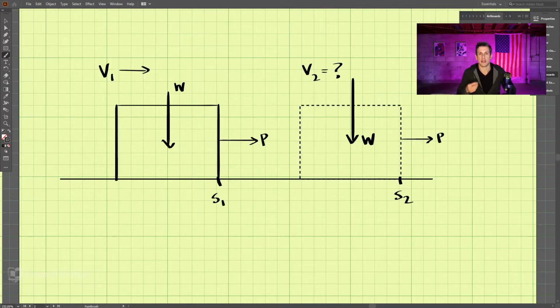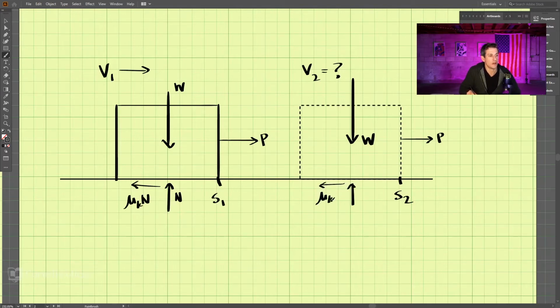This is a very quick example of how to use conservation of energy. We have a block being moved here by a force P, and it's moving from position S1 to S2. It has an initial velocity of V1, and we also need to take into account the normal force and the friction force here, which we're going to call mu sub k times N. So this is a simple setup. Now let's use the conservation of energy formula to solve this.